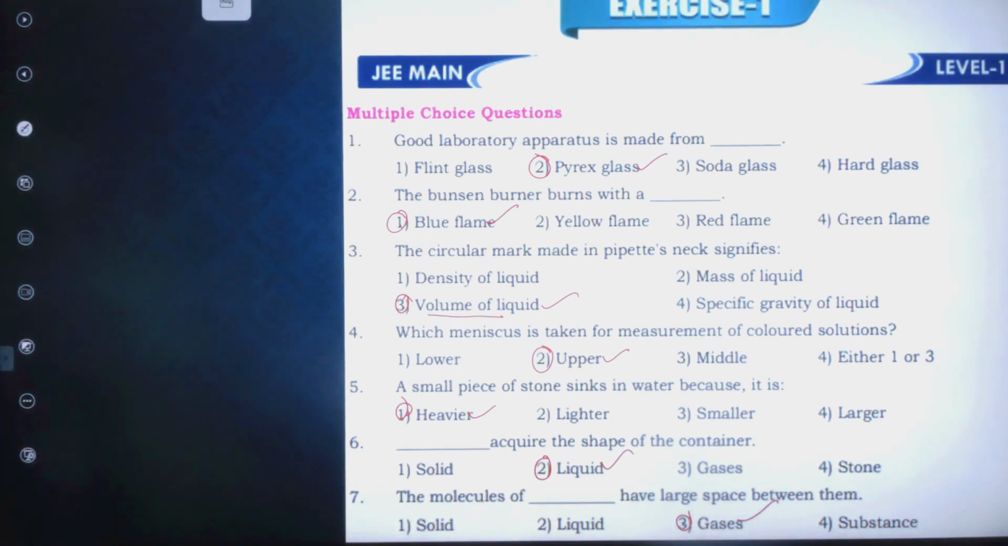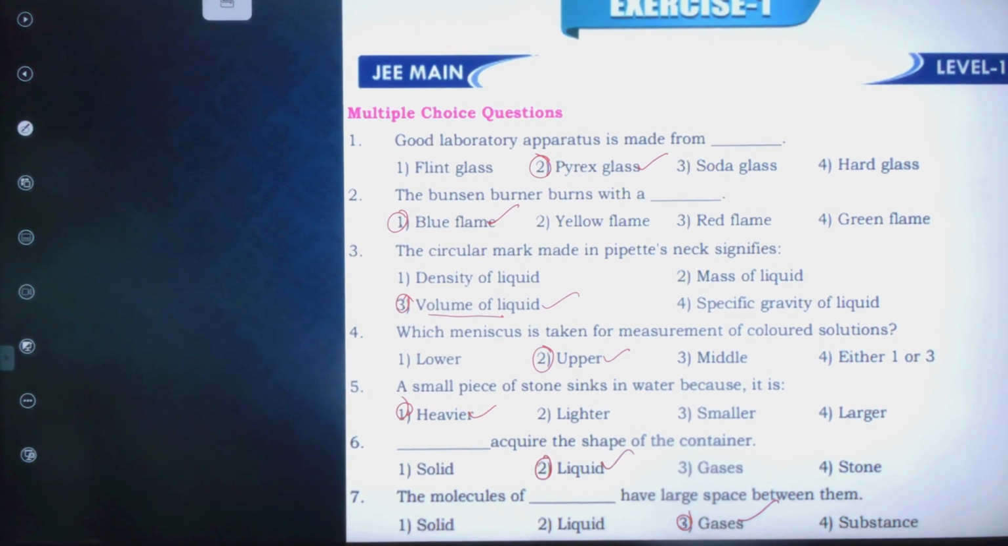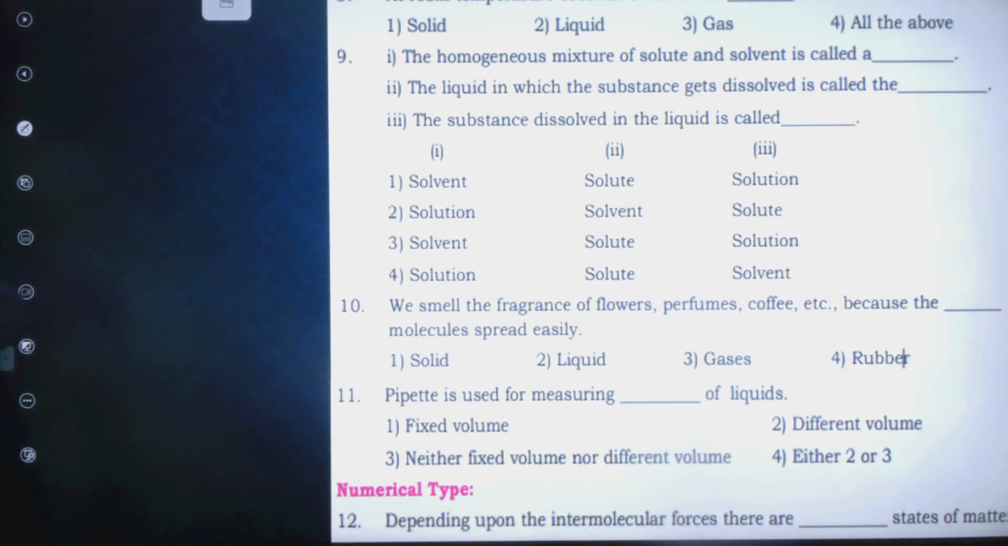So these are the answers, students. Once you check these answers also, correct? Do you have any doubts anywhere? No. Okay, good. Then we go to the next slide.